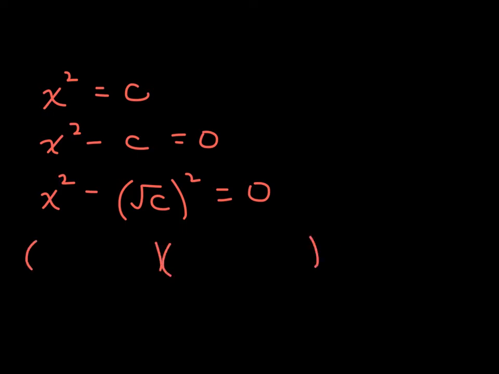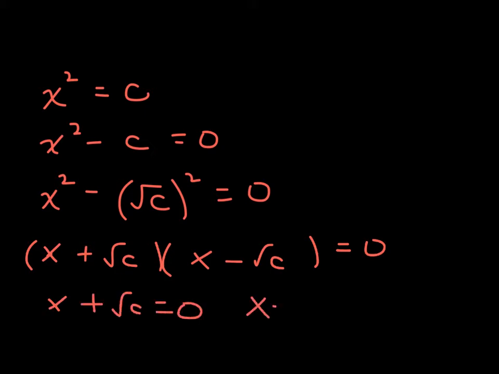A difference of two squares like this factors as x plus root c and x minus root c. Setting each factor equal to 0 and solving gives us two solutions. One is negative root c, and the other one is positive root c.